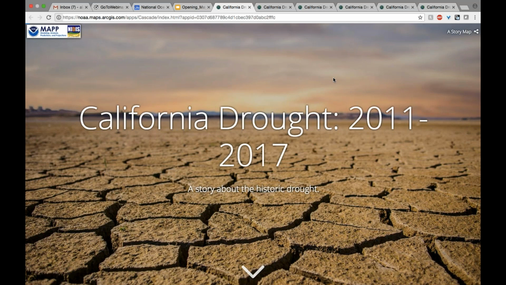But before we walk you through the story map, we thought it might be helpful to answer the question, for those of you who don't know, what is a story map? So a story map is an interactive web app developed by Esri that allows you to combine interactive maps with multimedia content like photos, videos, and text to tell geography-based stories. And what's great about story maps is that they are a really compelling method for communicating complicated information, science, and data, and they help make this information more accessible and engaging to a broader audience.